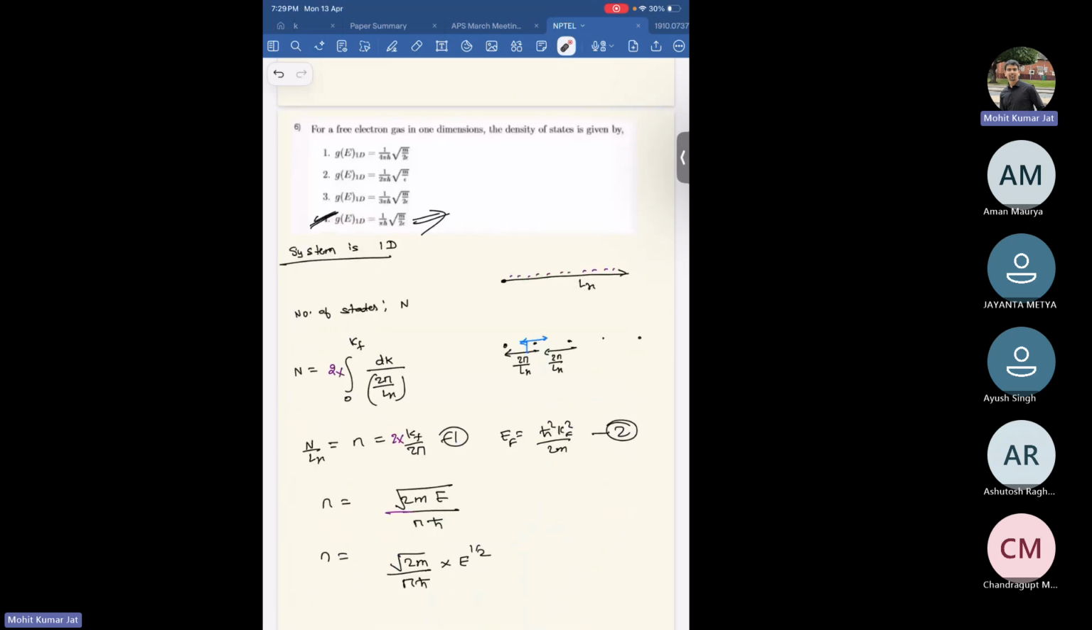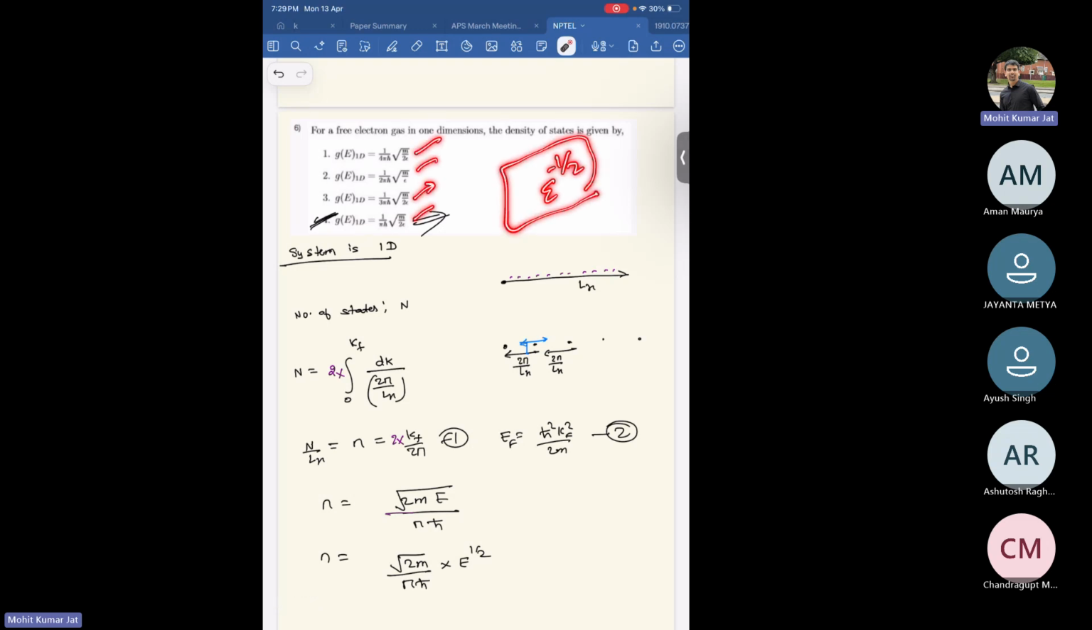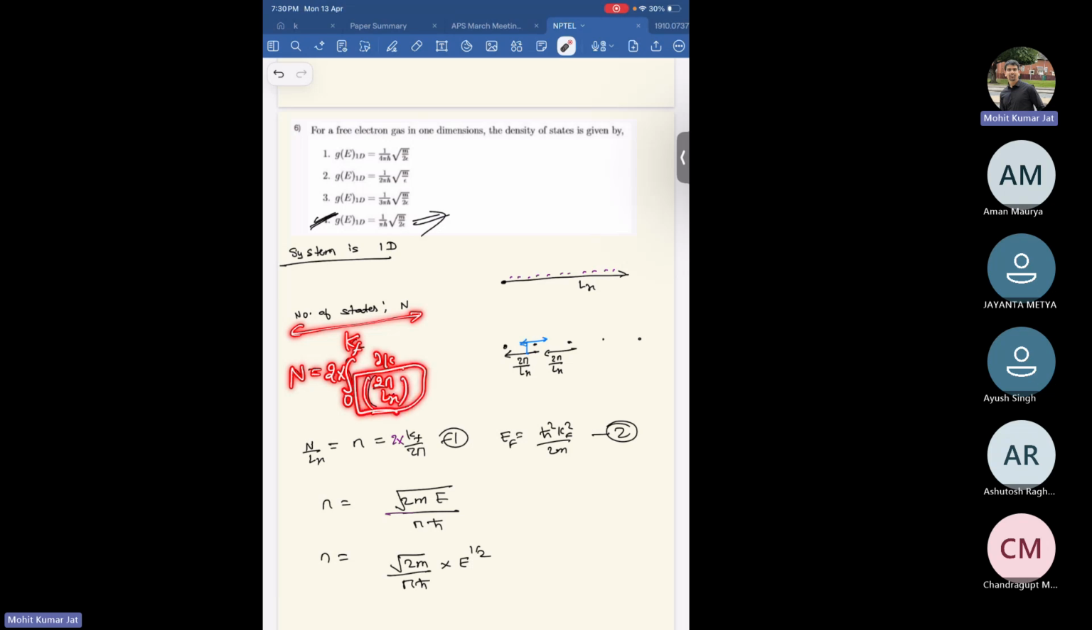Now for the one-dimensional electron gas, as we discussed, it goes as E to the power minus half, but all the options have the same E to the power minus half. Then we'll have to extract the prefactor, right? The prefactor will determine which one of them is correct. So the number of states, with 2 for spin, is 2 times the integral from 0 to kf of dk by (2 pi by Lx), that's the elemental length, and that gives kf.